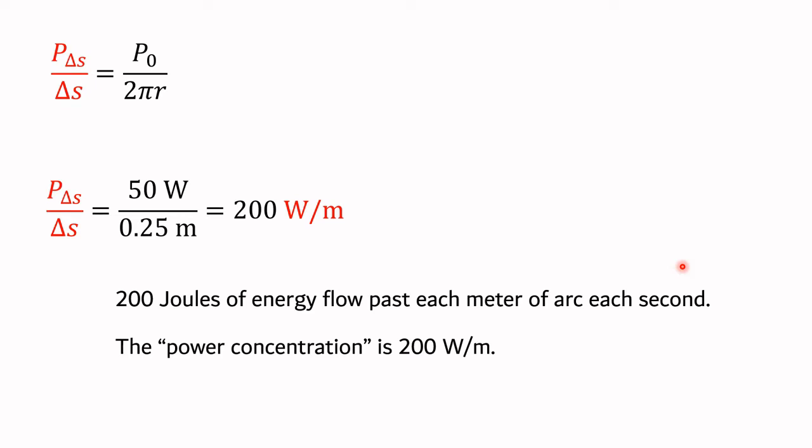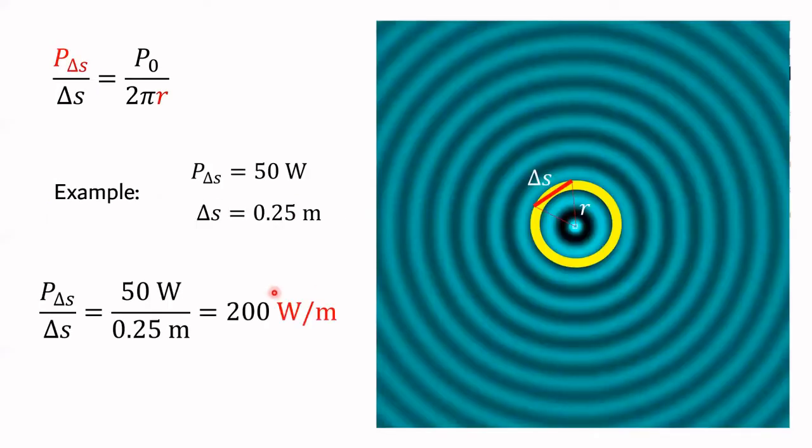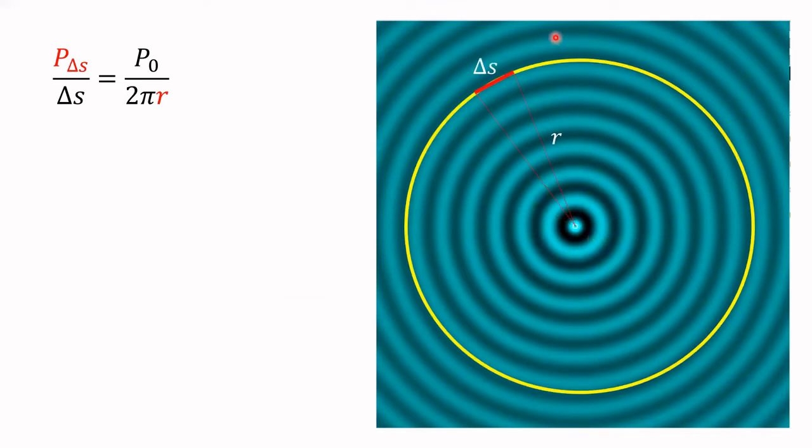Now, let me go back here. If we went back to the previous picture, so way out here, I've still got my 0.25 meters of arc length if I stick with the same delta S, but it's very clear that the amount of power passing through this arc length now is less than it was before, because most of it's going through the rest of the circle. So now the numerator would be smaller, but the denominator would be the same.